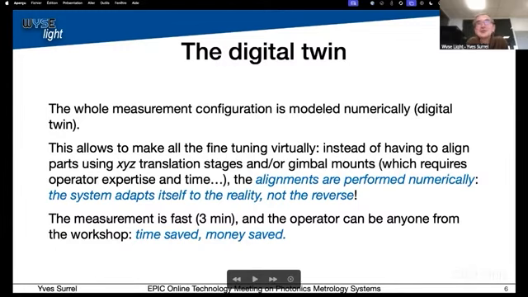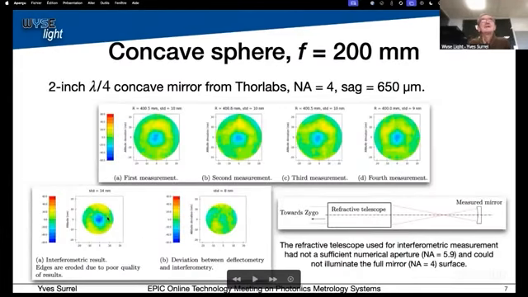Or you can also say it is every time self-calibrating. The measurement is fast, typically 3 minutes. And so the operator does not need to be skilled, so it can be anyone from the workshop. So time saved and money saved. So I will go to some results simply to show what the technique is capable of.